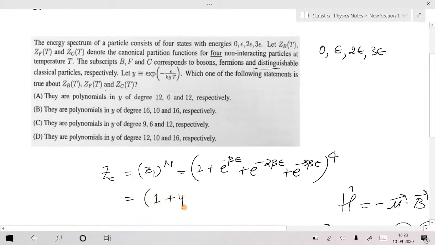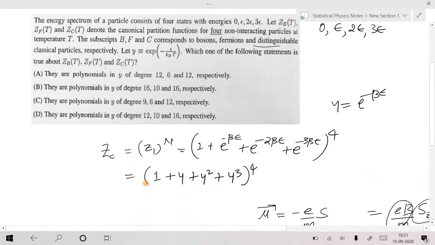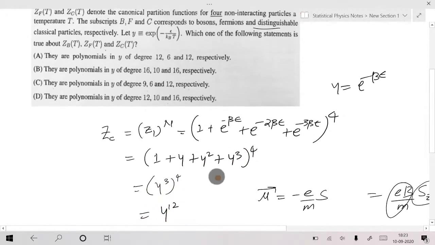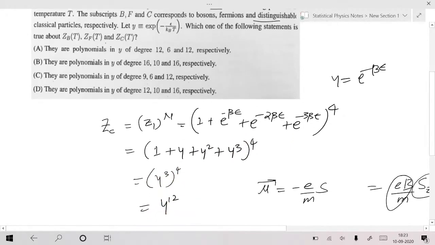1 plus y plus y square plus y cube, raised to 4. Can I write like this? Because y he mentioned is e power minus beta E, and e power minus 2 beta E I can write as y square. Now when you take it to the power 4, the total thing is a polynomial. What is the maximum power? The maximum power is y cube to the power 4, that is nothing but y raised to 12. Now we should choose either option A or option C.